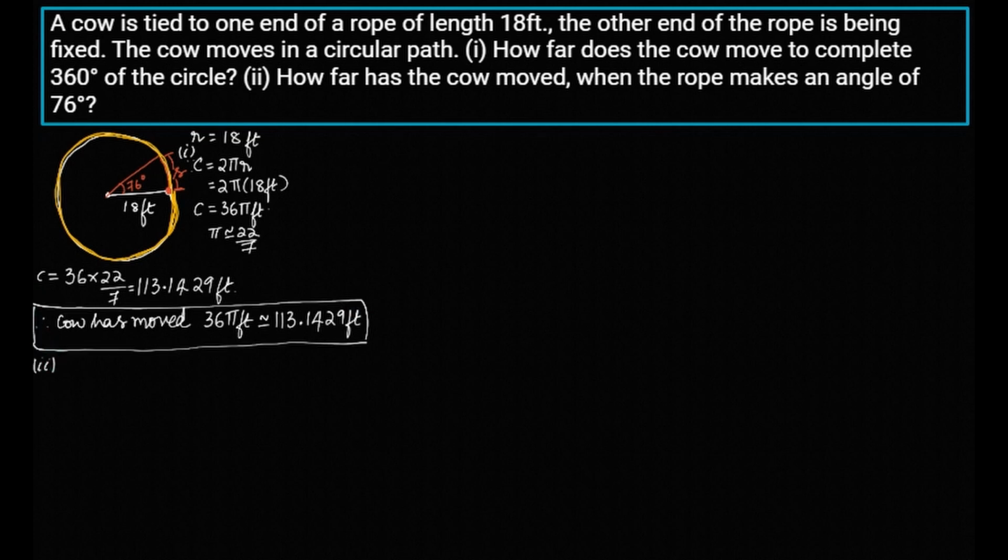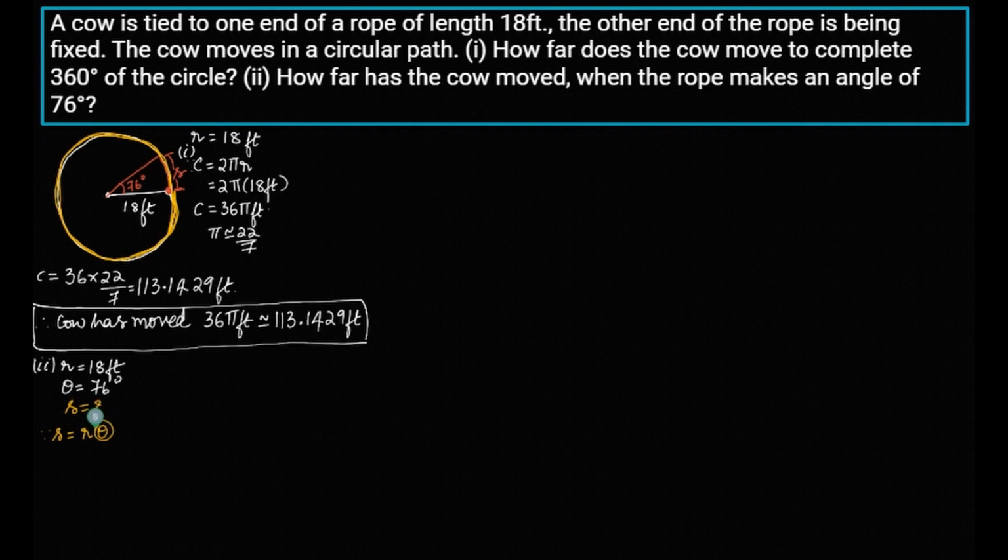So the second part of the question asks, how far has the cow moved when the rope makes an angle of 76 degrees? So we have to find out the value of S. In the second part of the question, it gives us the data, that is radius of the circle, which is equal to 18 feet, and the angle subtended at the center of the circle, which is equal to 76 degrees. When we have to find out the value of S, that is the length of the arc, we can use the formula S is equal to r theta, but for that theta should be in radians.